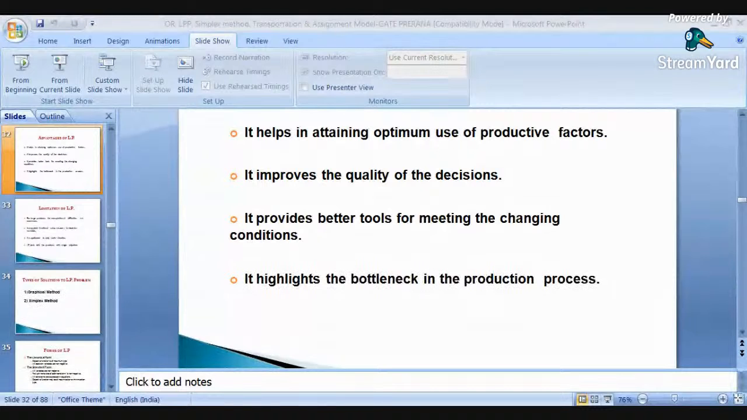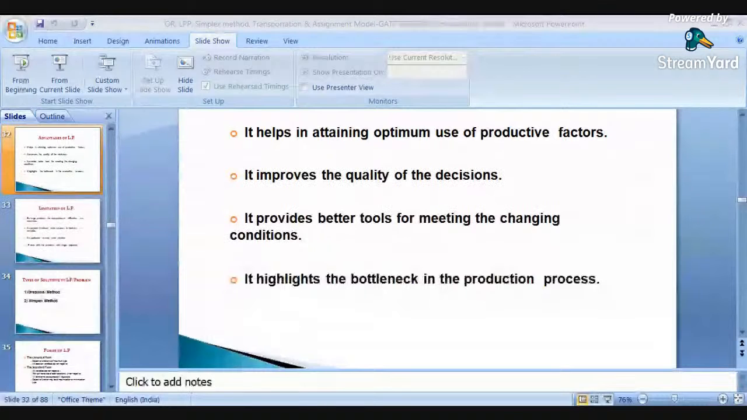And a set of variables is called a feasible solution to an LP problem if it satisfies its constraints as well as non-negativity restrictions. So an optimal feasible solution is a basic feasible solution that optimizes the objective function.